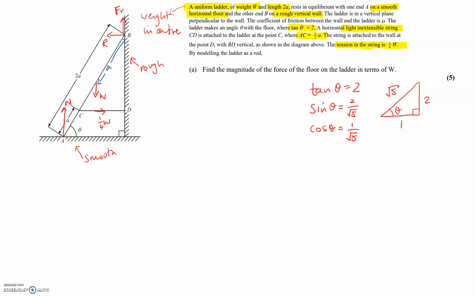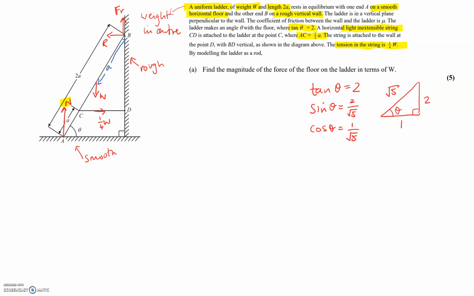Now we've labelled all the forces, we can look at what we've actually been asked to find, which is the magnitude of the force of the floor on the ladder. That is referring to the reaction force between the ground and the ladder, the force of the floor pushing onto the ladder. So we're going to look at finding that.